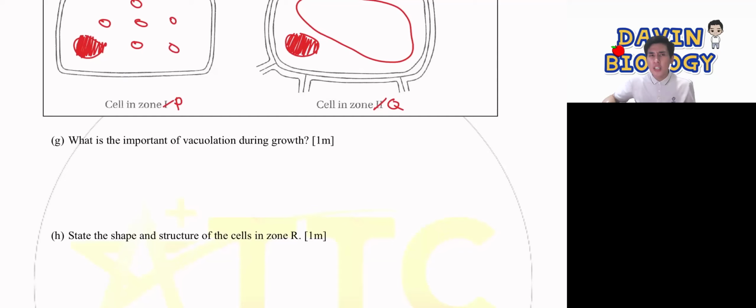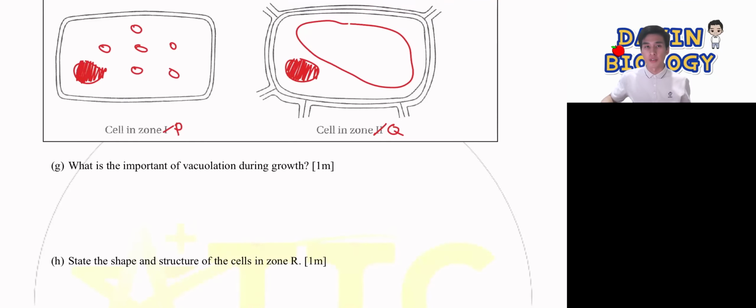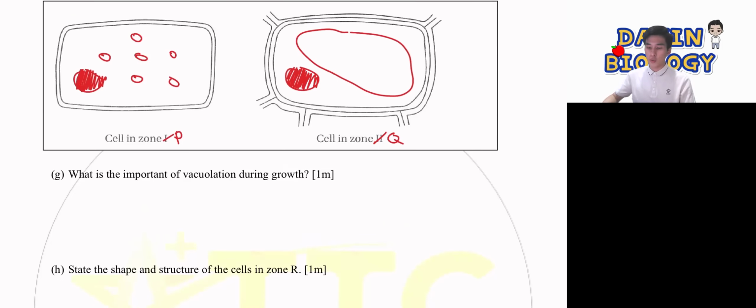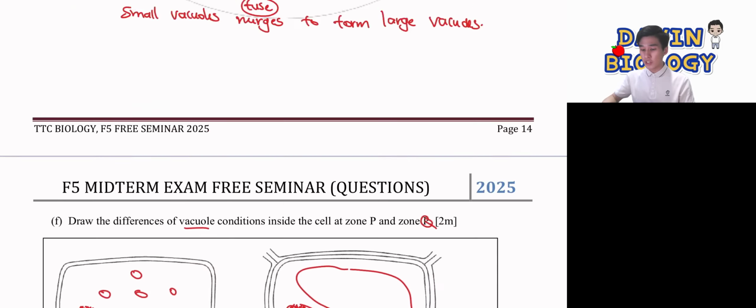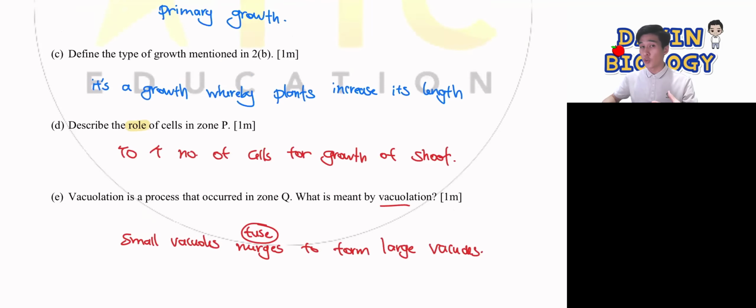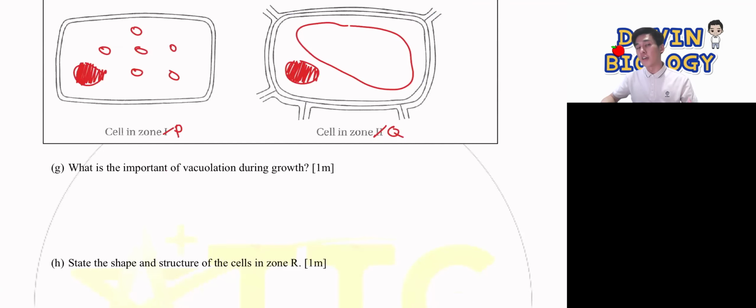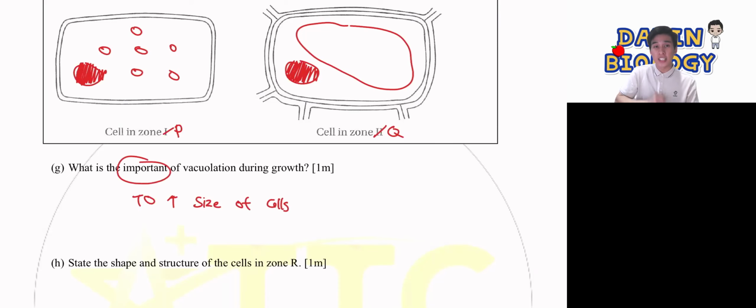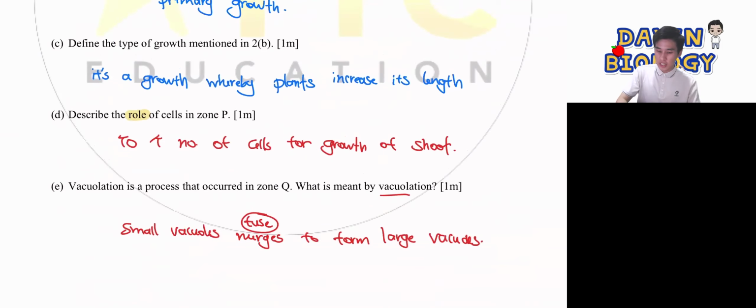And then, what is the importance of vacuolation? The importance of vacuolation during growth. So, cell division is to increase the number of cells for growth, right? Vacuolation is to increase the size of cells. So this is the exact same question as this, just that this is asking for cell division.